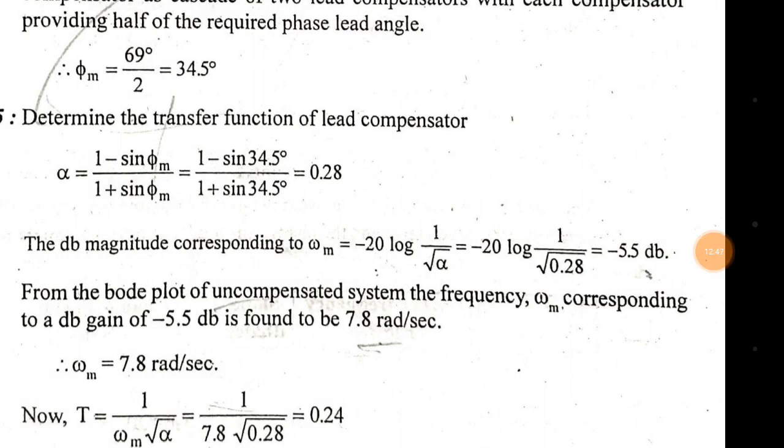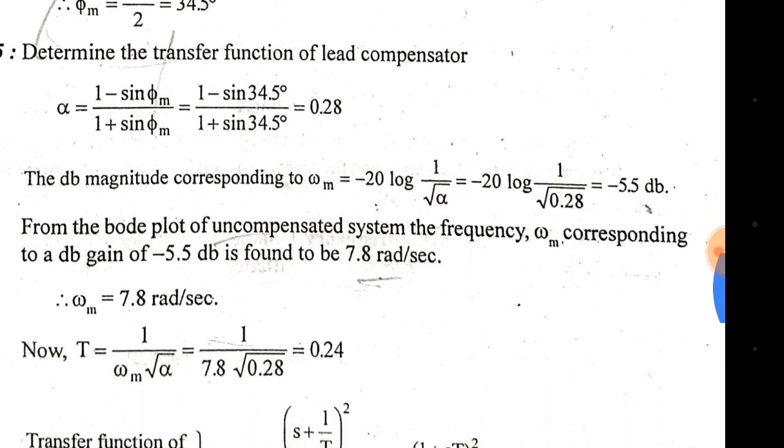Okay, alpha is equal to 0.28, and from the Bode plot we need to find the dB magnitude corresponding to omega m, where the magnitude is minus 20 log (1 by root alpha). It is equal to minus 5.5 dB. So from the Bode plot of the uncompensated system, the frequency omega m corresponding to a gain of minus 5.5 dB is found to be 7.8 radians per second.